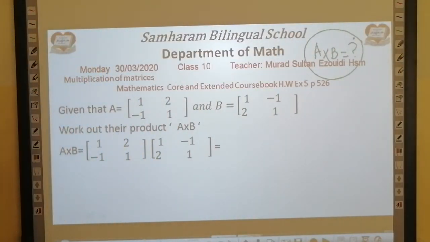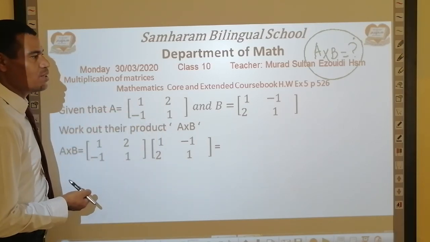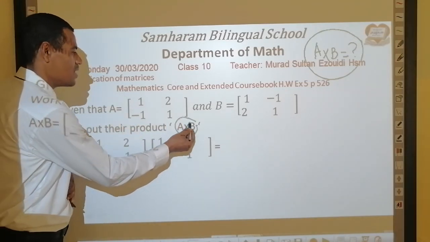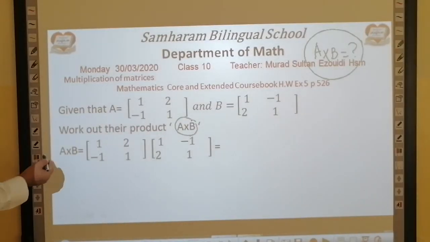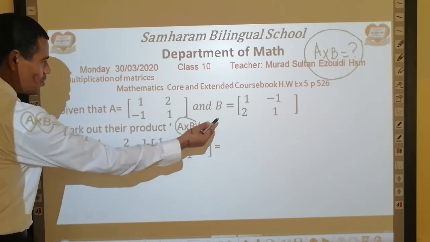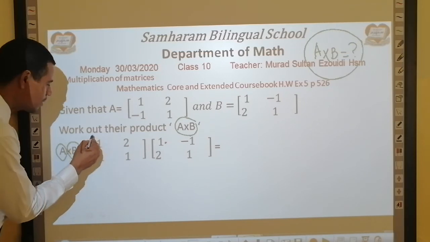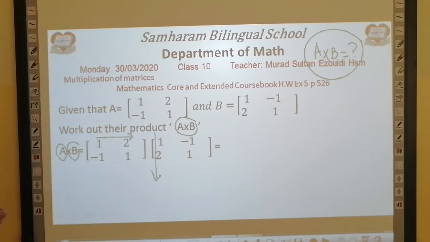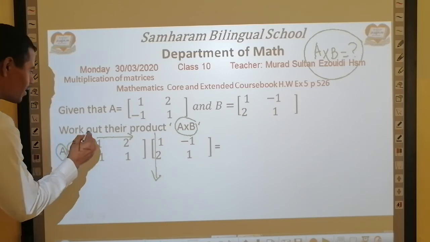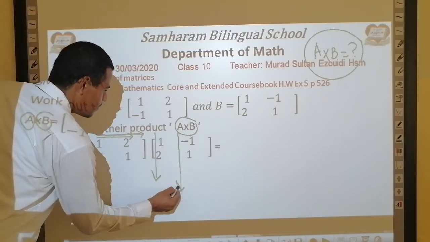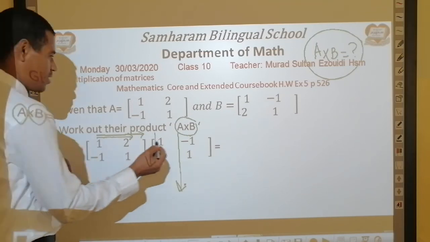Given that A equals 1, negative 1, 2, 1 and B equals 1, 2, negative 1. The question is, work out their product A times B. My kids, what do you do exactly? This is A, I will write A as a letter, B as a letter. A is this, multiplied by the second matrix B. I will multiply the first row by the first column, then I will multiply the first row by the second column. Let's see the first step.